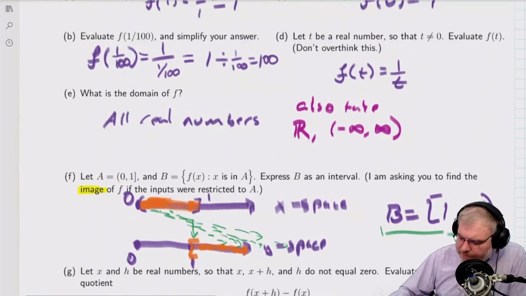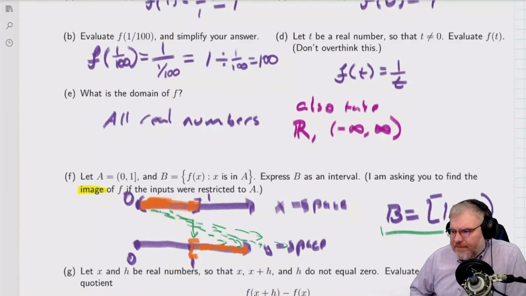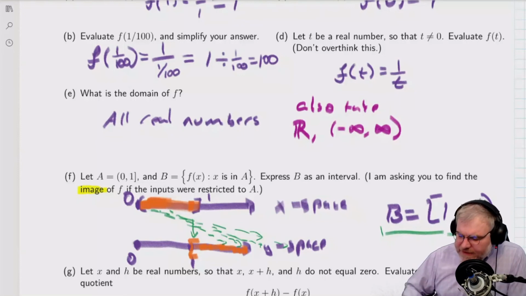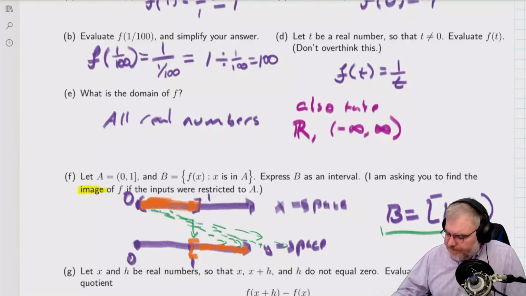B was 100. F of 1 over 100 equals 1 over 1 over 100, which is 1 divided by 1 over 100, multiplied by the reciprocal, and I get 100. And that's how you know it's heading off there. Oh, B was this output. So if the inputs are restricted to 0, 1, B, capital B is the output.